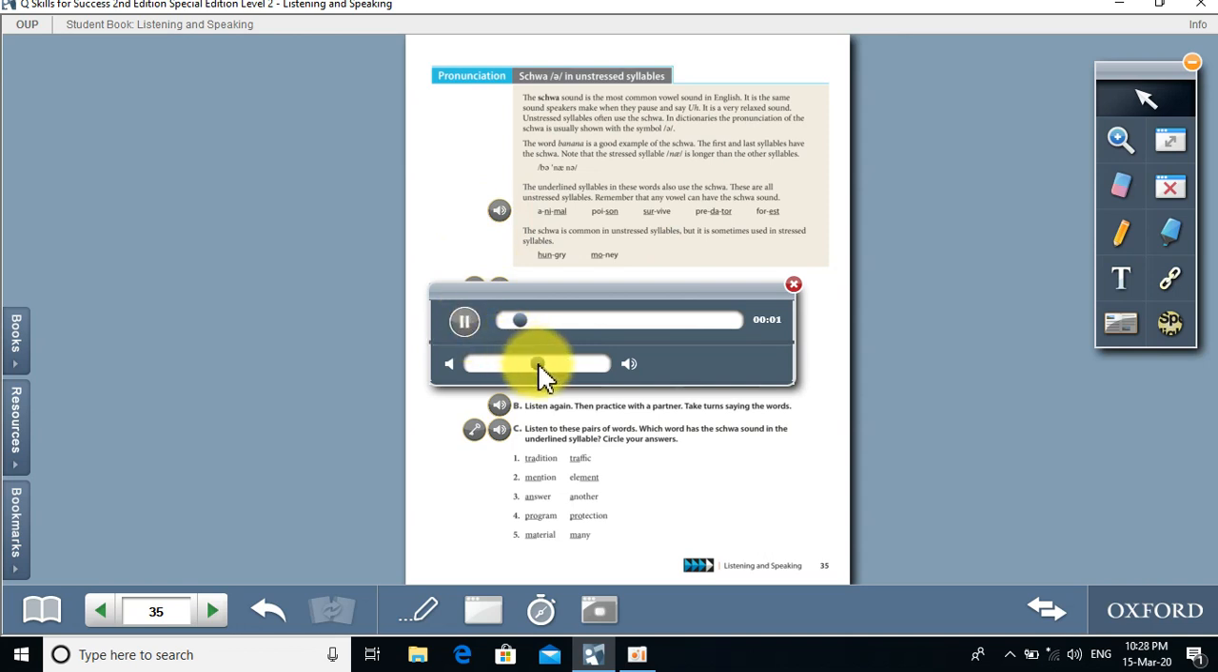Unit 2. Pronunciation. Examples. Animal, poison, survive, predator, forest, hungry, money.